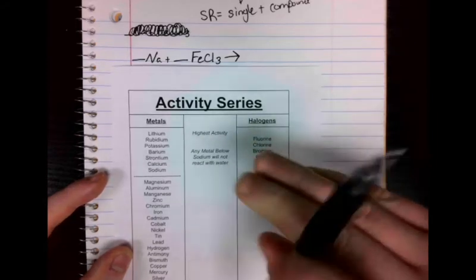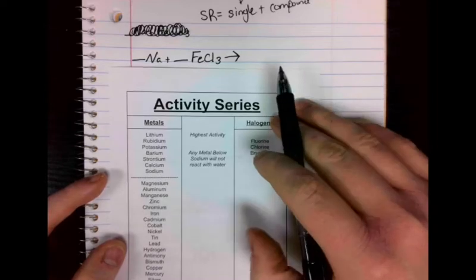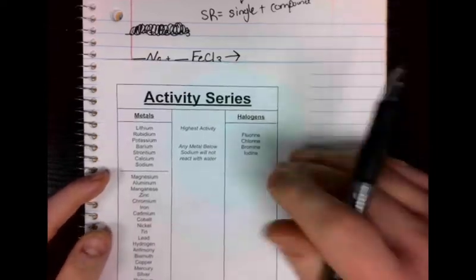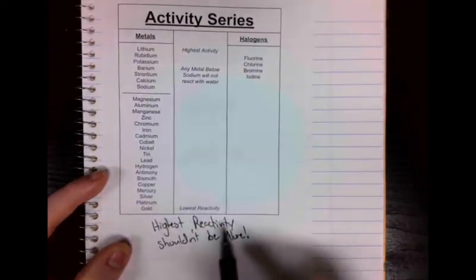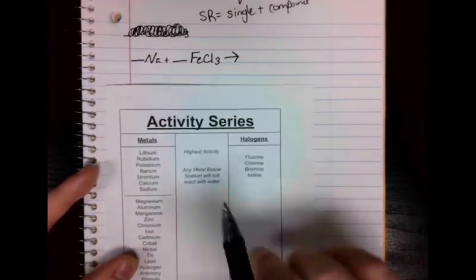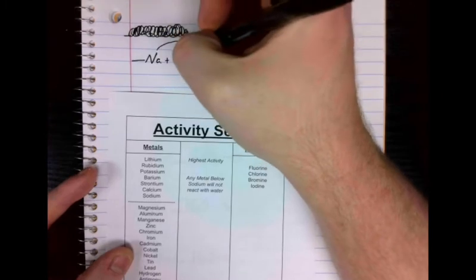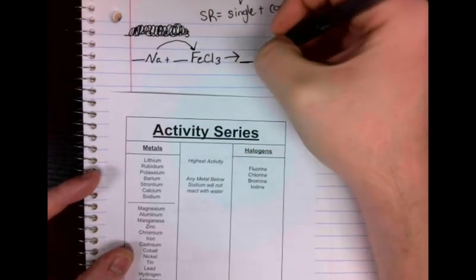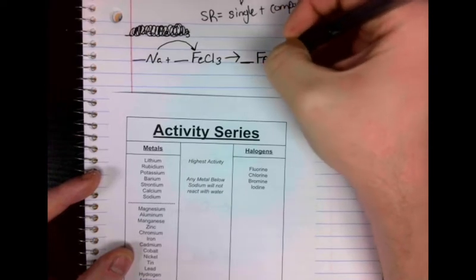What that means is that iron is less reactive than sodium, which means sodium is reactive enough, is strong enough that the higher reactivity will not be alone. It will kick out the iron. So this is actually going to boot out the iron. And if that happens, you're going to end up with Fe that's going to be alone.